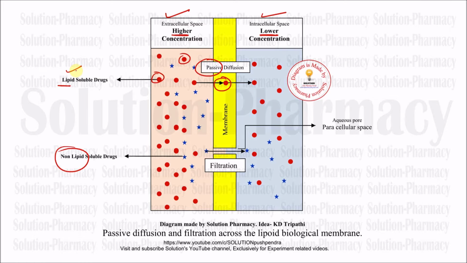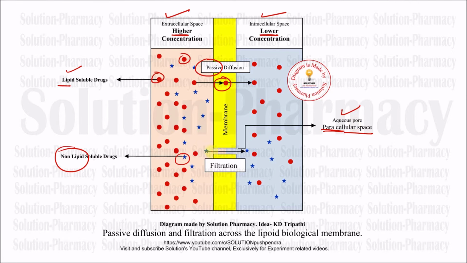So how do water soluble drugs move across the membrane? In this diagram, as you can see, the blue star shaped drugs represent the non-lipid soluble drugs, or simply water soluble drugs. And for the movement of these water soluble drugs, we need an aqueous pore channel. In this yellow strap, there is a gap. As you can see, this is a gap, or we can say a pore. So what is this pore? This is named the aqueous pore paracellular space. That means a pore present in the membrane, so that water soluble drugs can easily pass through this pore.